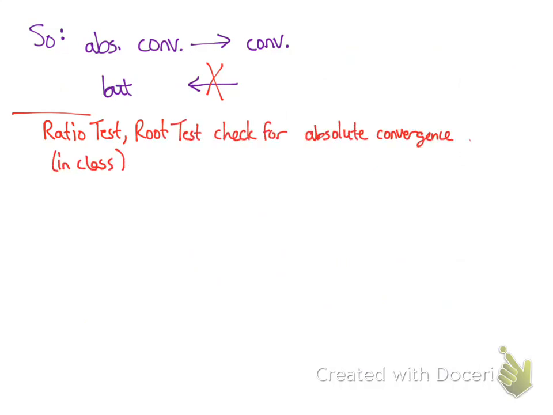The ratio test and the root test, which we'll talk about in class, are ways to check to see if a series is absolutely convergent. And remember, if so, that will mean that they're also convergent. So we'll see that in class.